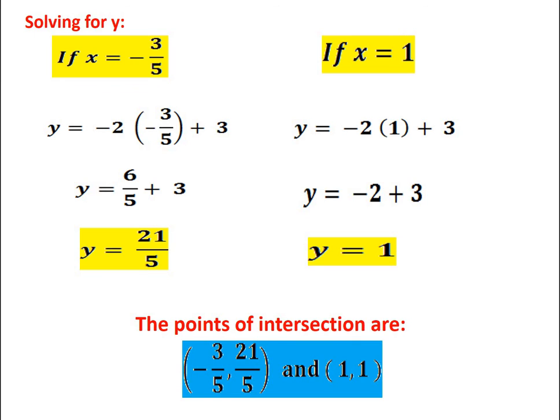If x is 1, substitute also in y equals negative 2x plus 3. So instead of x, we have negative 2 times 1 plus 3. Simplify, negative 2 plus 3, it's positive 1. The points of intersection are (negative 3/5, 21/5) and (1, 1).